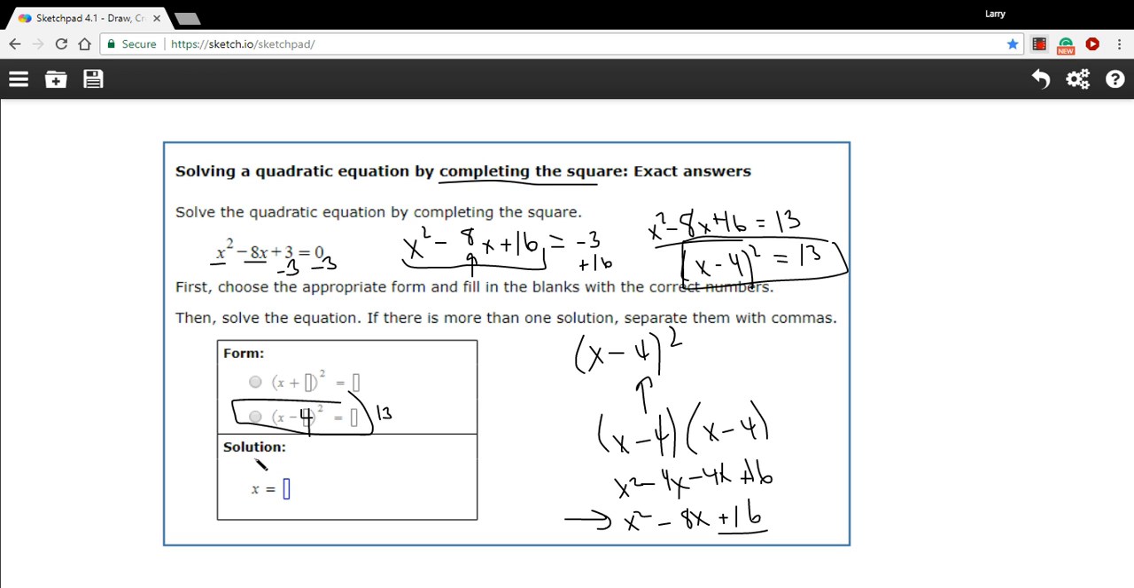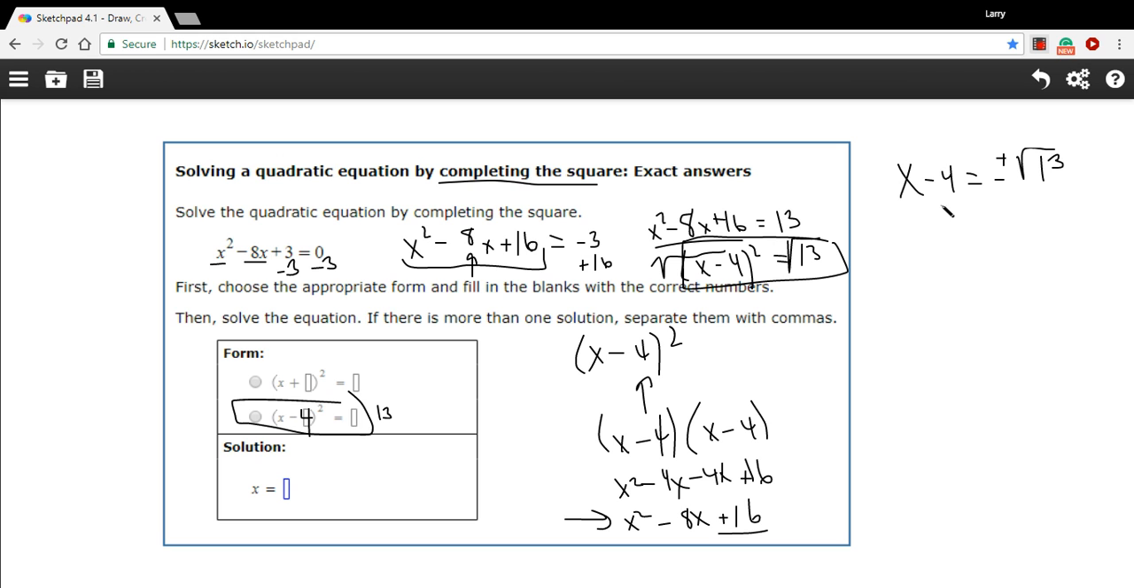Then it says, what's the solution for x? Well, this we can go about solving now by taking the square root. We have a square over here on this side, so I'm going to take the square root of both sides. Remember, when we take the square root, we need to have a plus and a minus result. On this side, x minus 4 squared, you take the square root of that, you just get x minus 4. And on the right side here, we're going to have a positive and negative square root of 13.